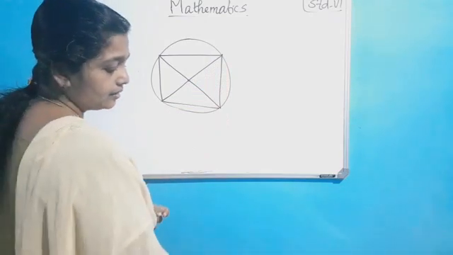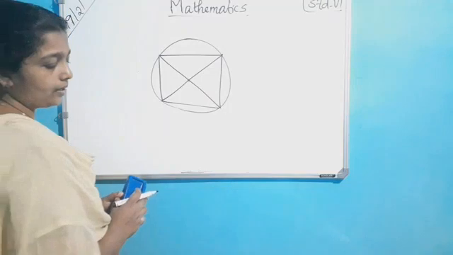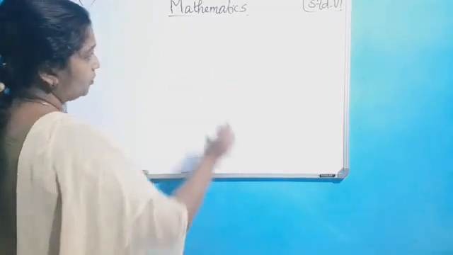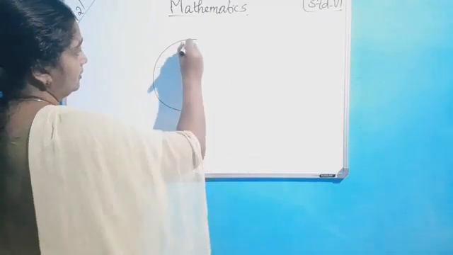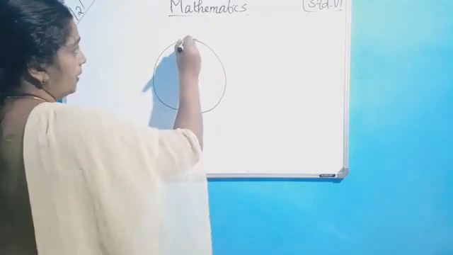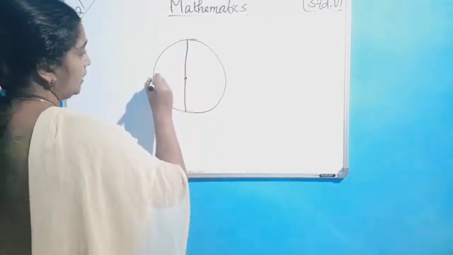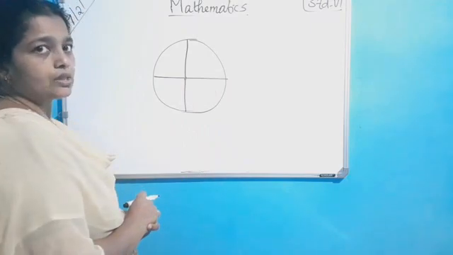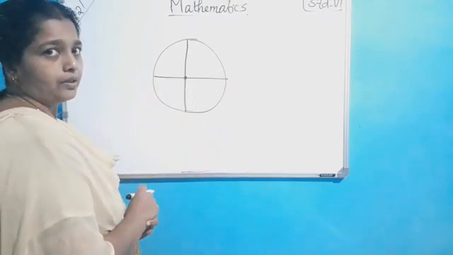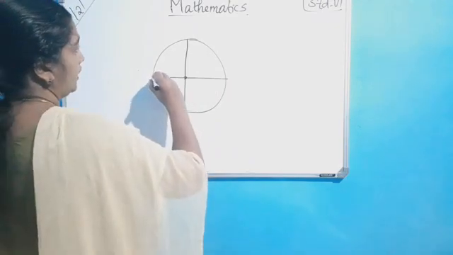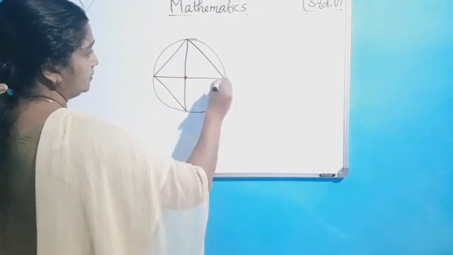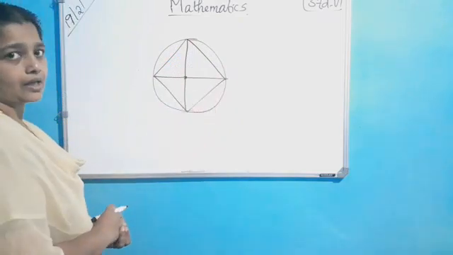Then the second part. What figure is obtained if the diameters are perpendicular to each other? Once more, draw the circle. Clear? Then mark the center point. Perpendicular means you draw this way. Using the compass draw the circle. Through the center draw the diameters. Next join them. You will get this figure. Clear? This is the second figure.